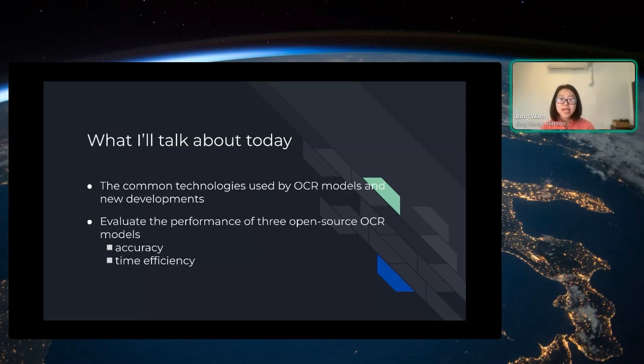Today I'll be talking about the common technologies used by these OCR models. This is also a field that has been rapidly changing, so I'll be introducing some new developments that these technologies are using. I'll also be evaluating the performance of three open OCR models in terms of how accurate a job they're doing converting image data to text, and also time efficiency.